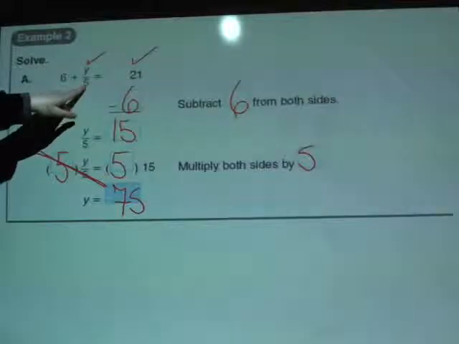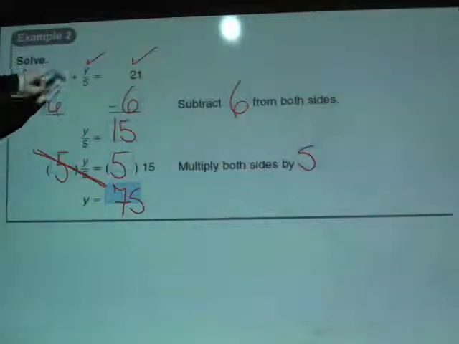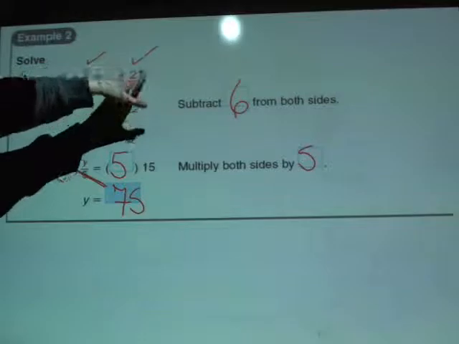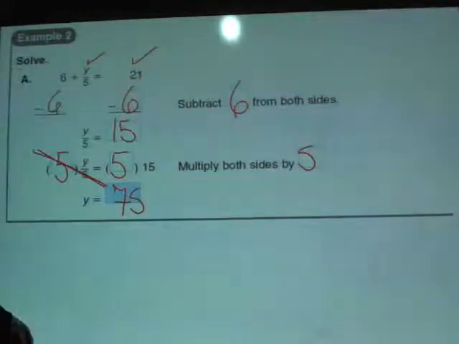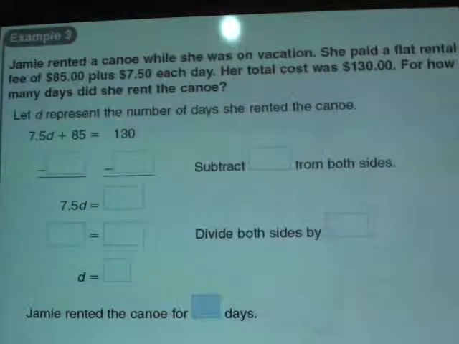75 divided by 5 is 15, plus 6 is 21. This side says 21, this side says 21. The whole thing checks. Number 3 is a word problem, but again, it's in the section about two-step equations, so chances are this has to do with a two-step equation.